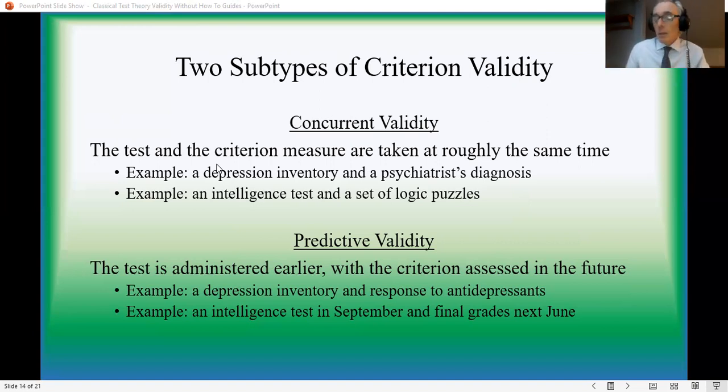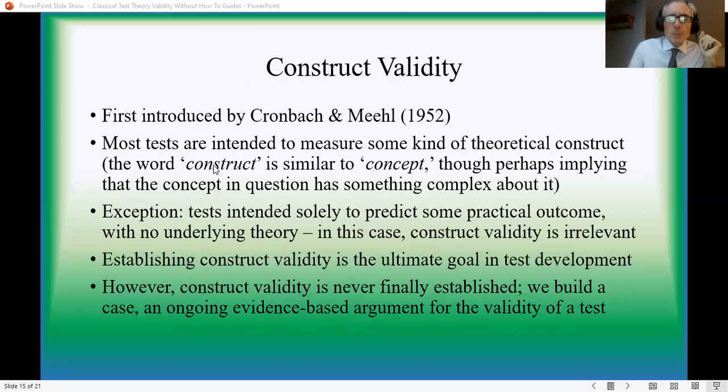Or if we gave children an intelligence test in 3rd grade in September, didn't tell the teacher the results, and then looked at their final grades, or their achievement test scores the following June, you're using the IQ test to predict something.